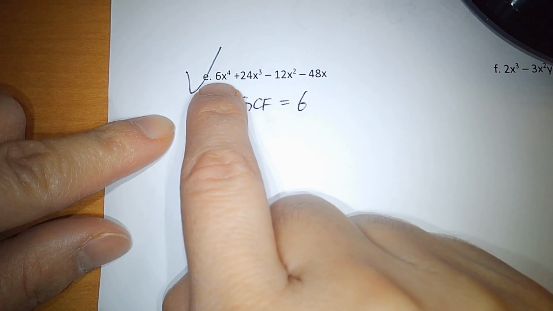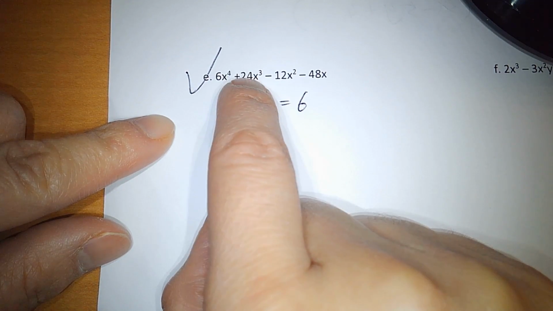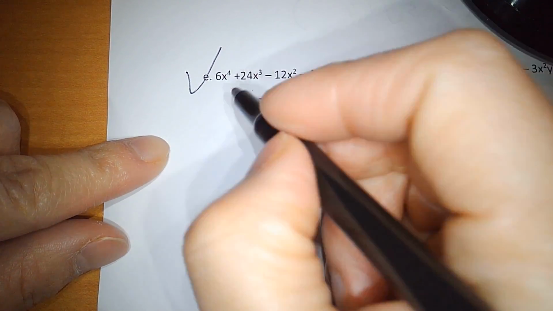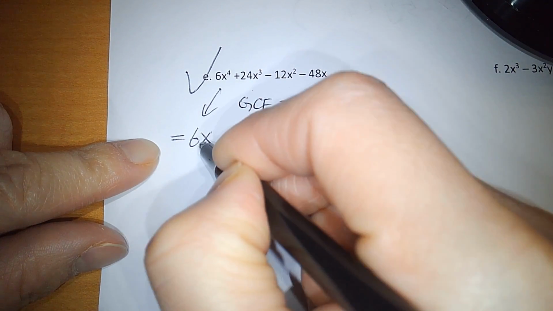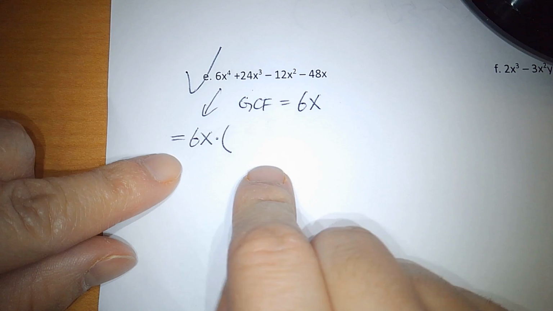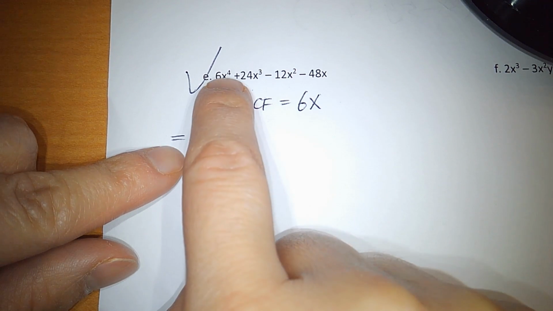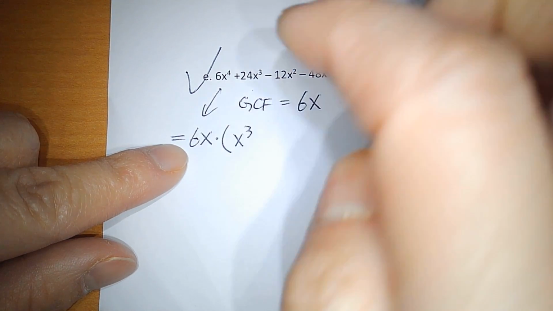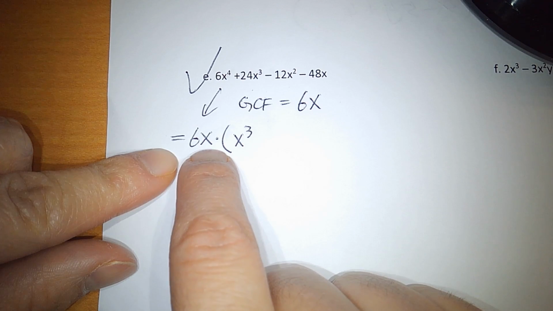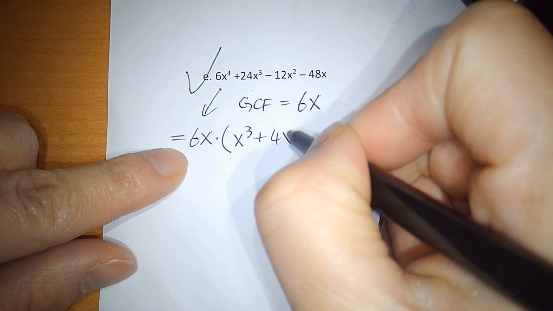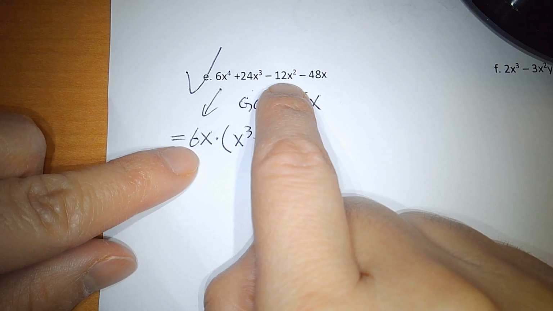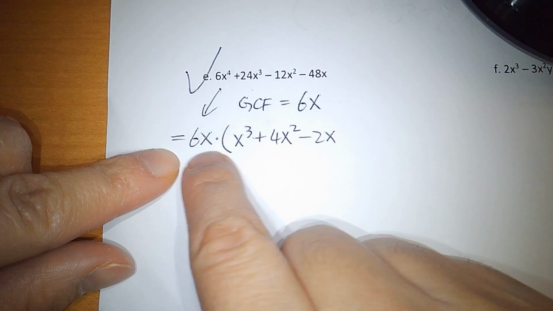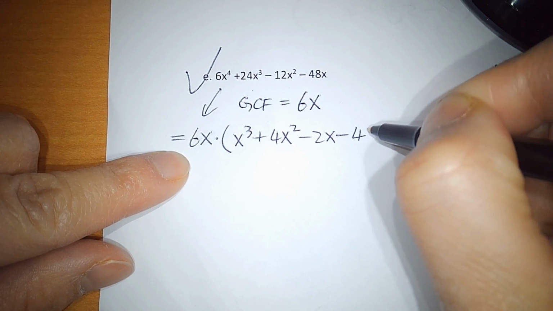6 times x. The terms have x to the 4th power, x cubed, x squared, and x. Yes, you're right. Very good. So the GCF is 6x, and we're going to factor out 6x. The first term, 24x cubed divided by 6x is 4x squared. Negative 12x squared divided by 6x is negative 2x. Negative 48x divided by 6x is negative 4.